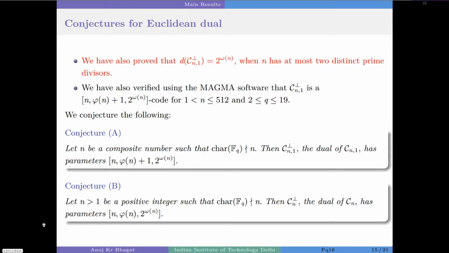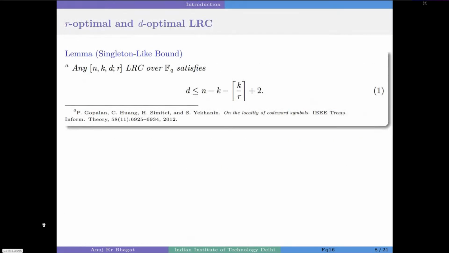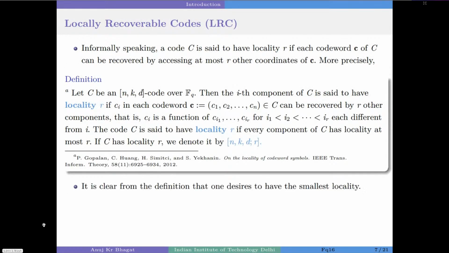So this characterizes the family of cyclic codes generated by Qn(x) and Qn(x) times Qn1(x). Just to find some application, I'll go back to the motivation section. Yeah, so some information based on something called LRC codes, locally recoverable or repairable codes. A linear code C is said to have locality r for its ith component if Ci in each codeword can be recovered by r other components. That is, Ci is a function of Ci1 up to Cir. And the code is said to have locality r if every component of C has locality at most r.